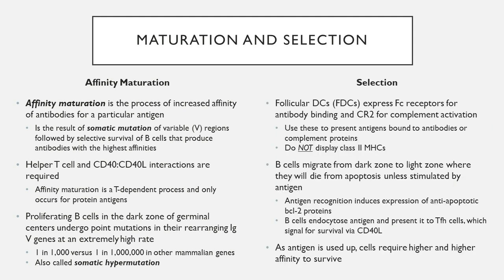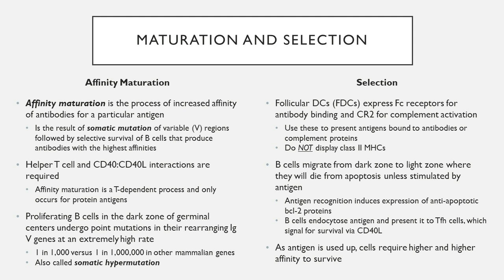As I said before, these follicular dendritic cells, or FDCs, don't express the class II antigen-presenting mechanisms, but instead express Fc receptors that can bind to antibodies, and the complement receptors for complement activation. And they use these to present antigens bound to antibodies or complement proteins. So after reproducing in the dark zone, these B cells migrate from the dark zone to the light zone, where they need to get stimulated by antigens, otherwise they die.